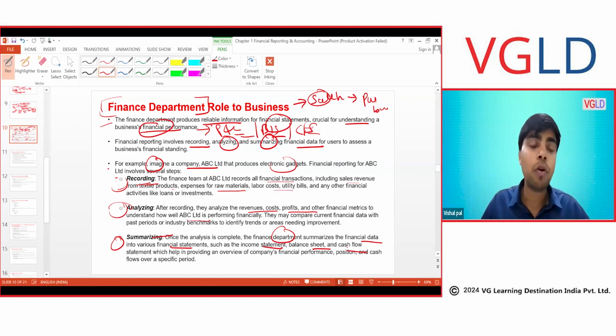There are multiple more roles, like doing the treasury work, doing the financing, taking on projects, etc. But for the time being, as accountants, we are understanding that the finance department's major role is providing financial information to the business so that they can make decisions. Clear?